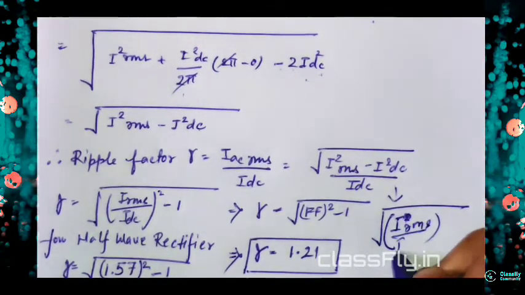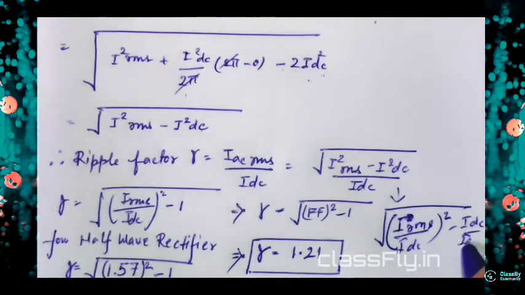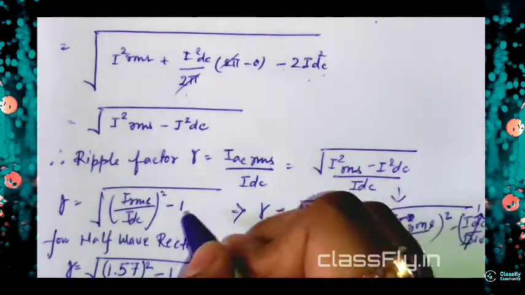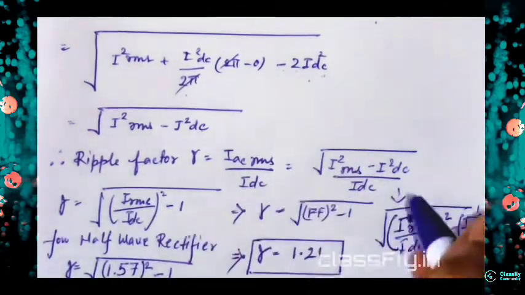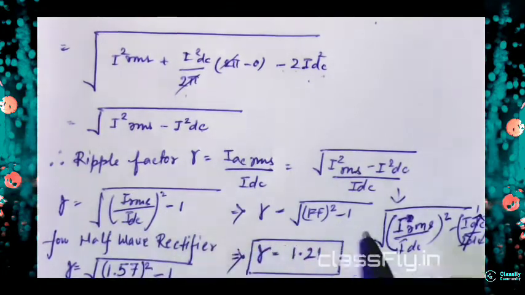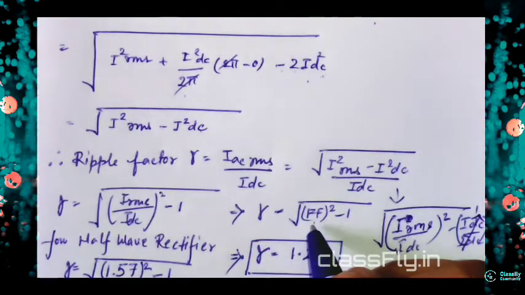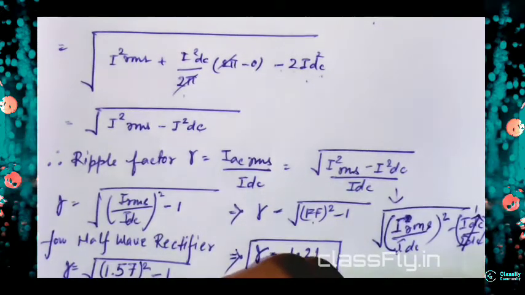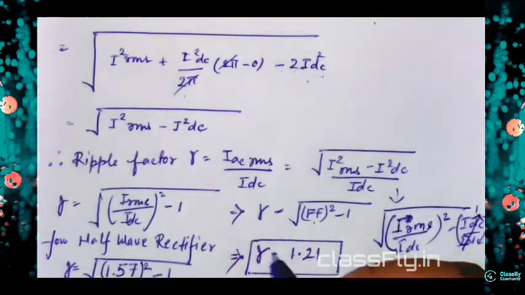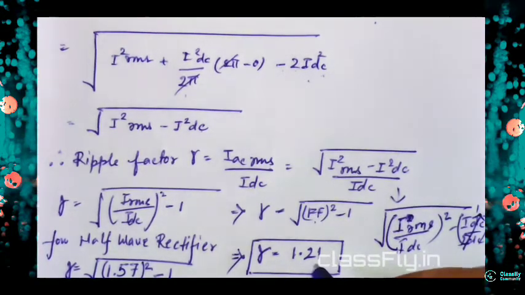Basically we take the whole thing like this, and we root here. So I_DC squared by I_DC squared is 1. We write that 1 here and this remains. We know that RMS by DC is our form factor. For a half wave rectifier we know that it's 1.57. So when we solve it, we get our ripple factor as 1.21.